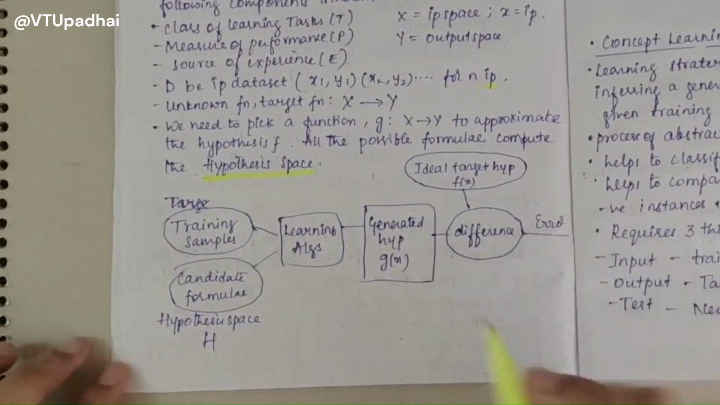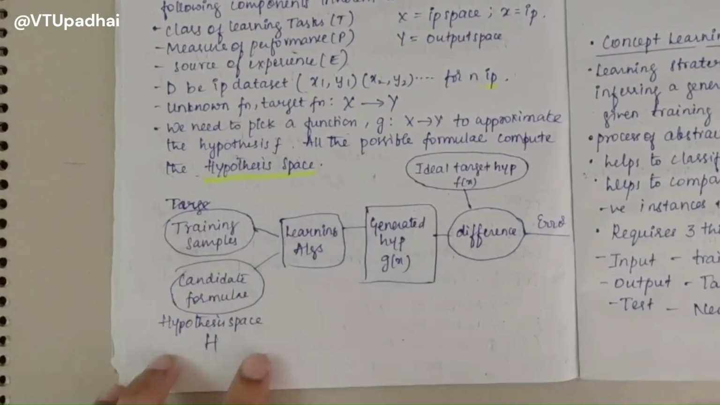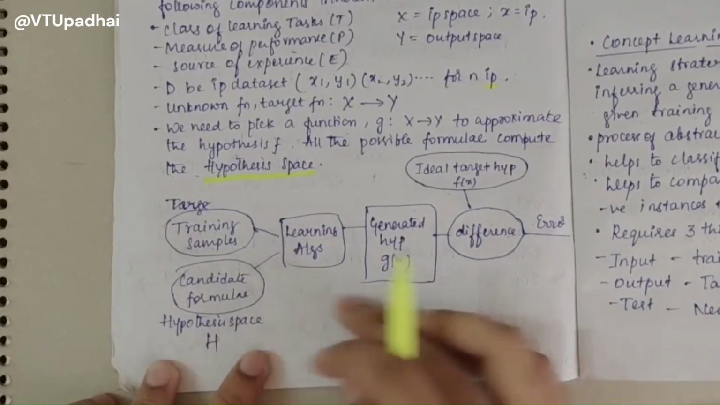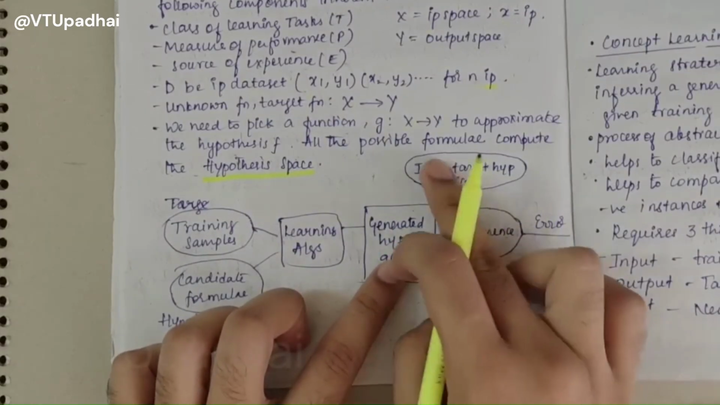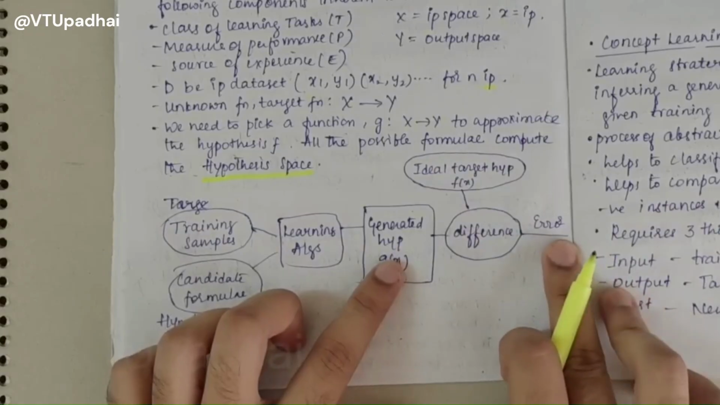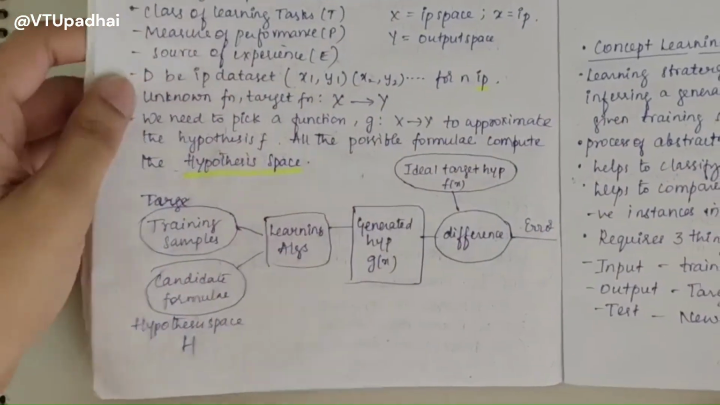Looking at this diagram, we have the training samples here and then the candidate formulae. These come under the hypothesis space. With the help of learning algorithms, we generate the hypothesis, that is g of x. If this is different from the ideal target hypothesis, then it results in error. That's what this flow diagram represents.